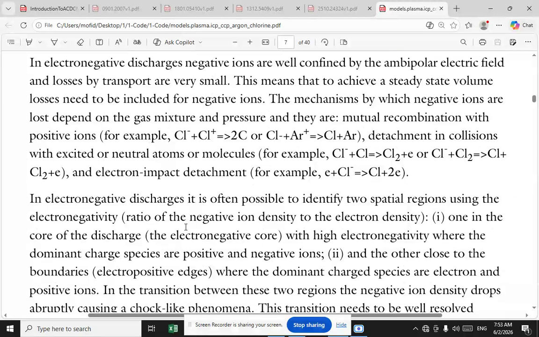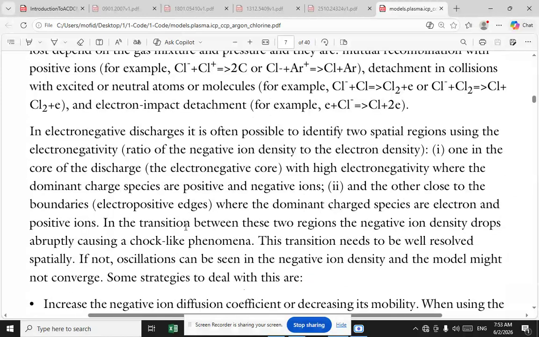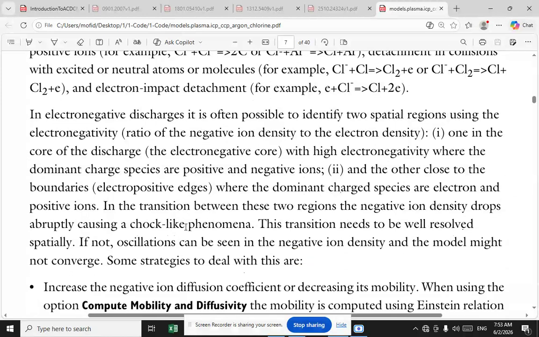For example, Cl- and Cl, which gives 2 Cl plus an electron, or Cl- plus 2 Cl, which gives Cl plus 2 Cl plus an electron. And electron impact detachment, for example, an electron plus Cl-, which gives Cl plus 2 electrons.